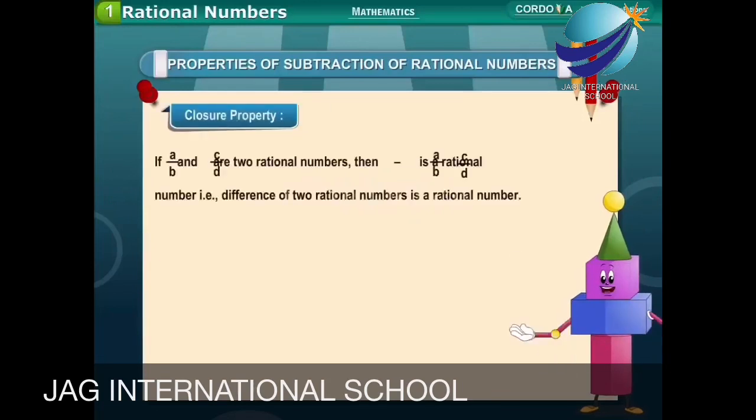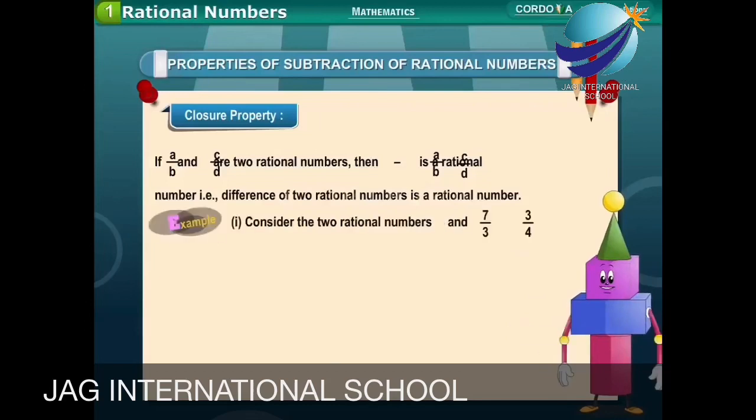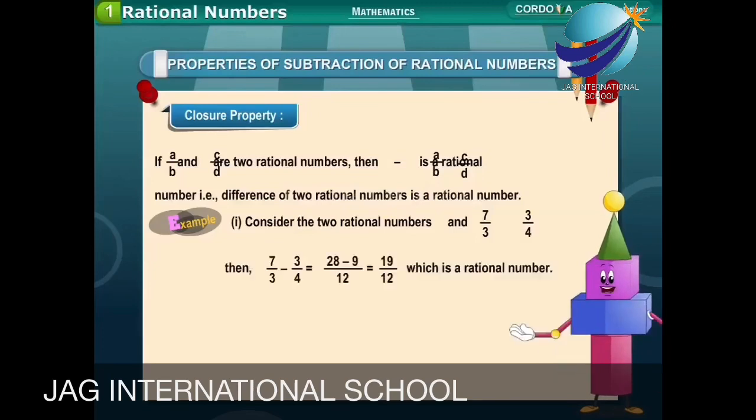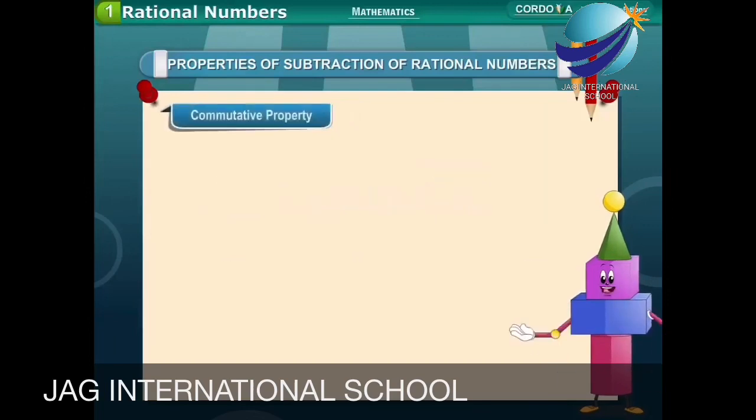Closure property. If a/b and c/d are two rational numbers, then a/b - c/d is a rational number. That is, the difference of two rational numbers is a rational number. Example: consider the two rational numbers 7/3 and 3/4. Then 7/3 - 3/4 = (28 - 9)/12 = 19/12, which is a rational number.